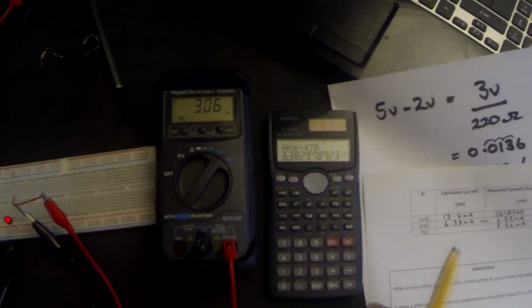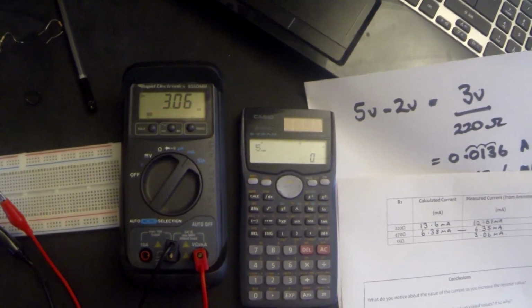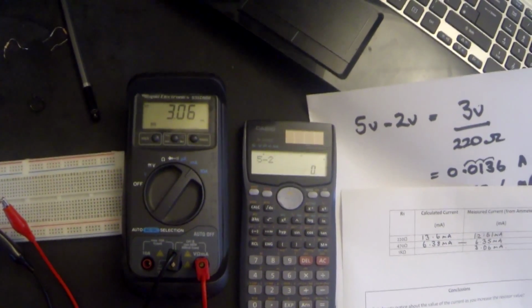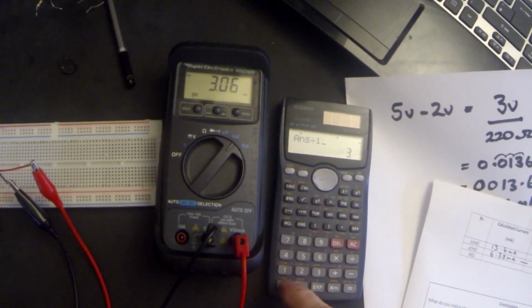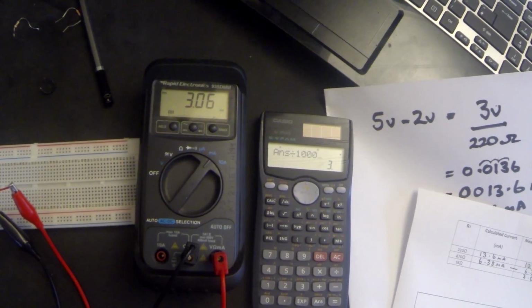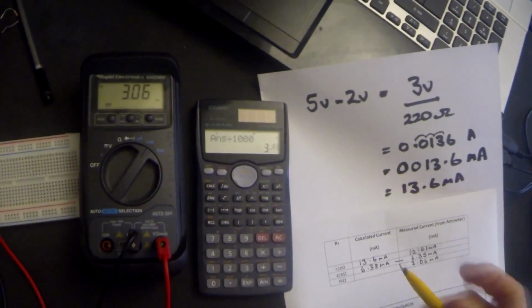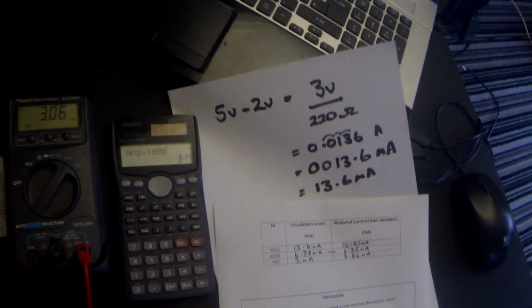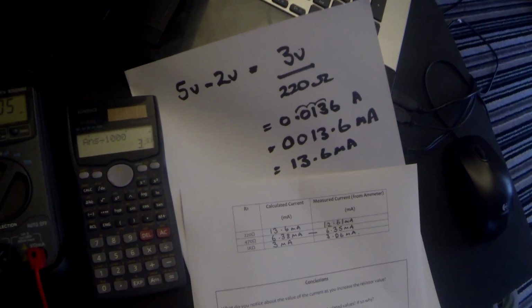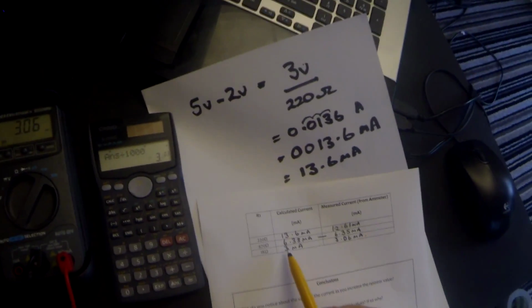Let's do the same for the 1000 ohm resistor. We started with 5 volts. We take away the 2 volts across the LED, leaving us with 3 volts across the resistor. We divide by 1000 ohms. And that gives us a value of 3 times 10 to the minus 3, which is 3 milliamps. And again, that's pretty close to the 3.06 milliamps that we measured using our ammeter. So these values are pretty close, but they aren't exact.